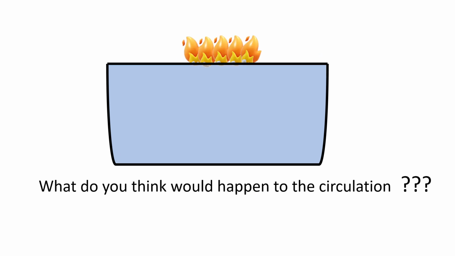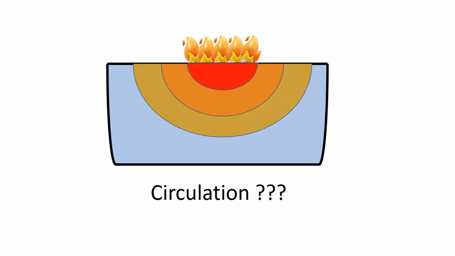Here's an interesting thought. Now imagine we completely change things up. Instead of heating the water from below, what if the heat source was located at the top of the container? What do you think would happen to the circulation? This time, the situation is reversed. The heat source is at the top and the denser, colder fluid is located at the bottom. What would happen in a setup like this? You may please pause the video if you need some time to think.